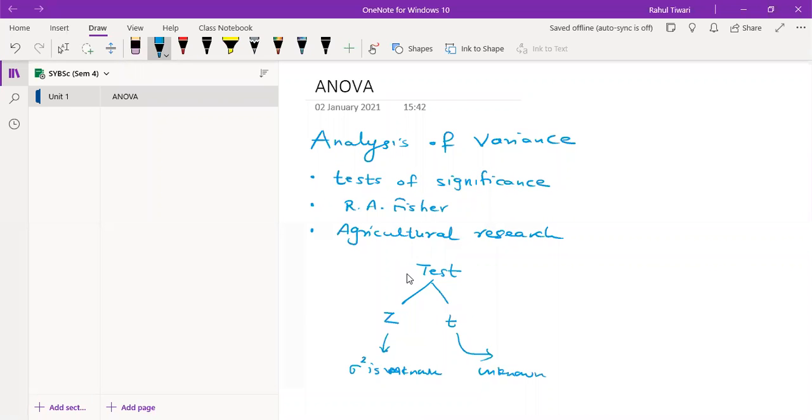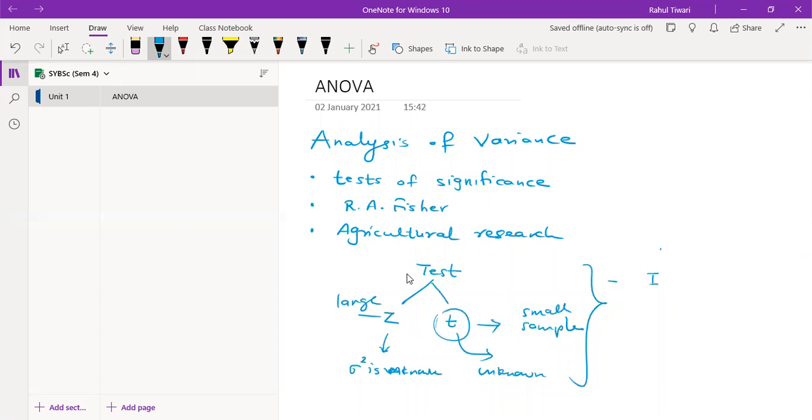And obviously it is also based on the sample size. If the sample size is large, you can always go to the Z test. If the sample size is small, you may go with the T test. And this is only for comparing two populations, when we have two groups.